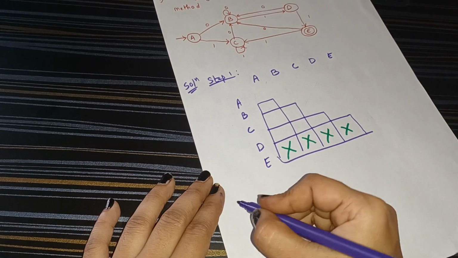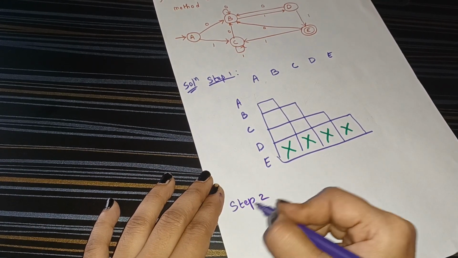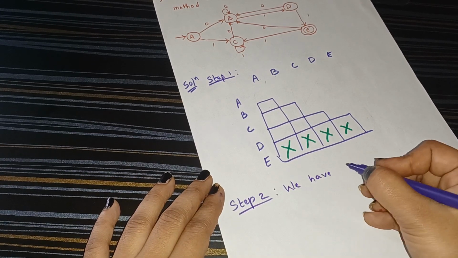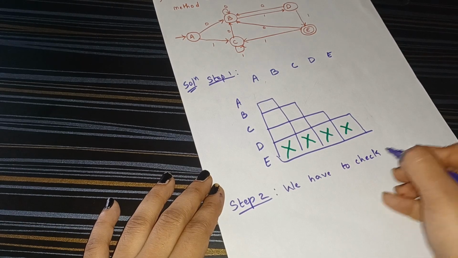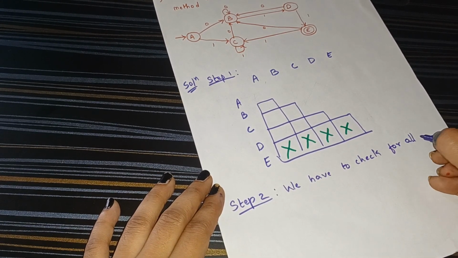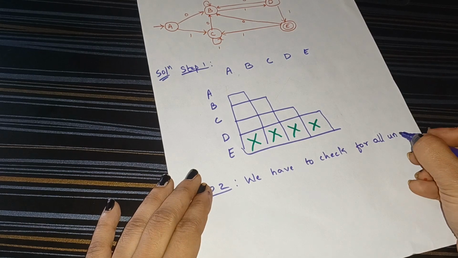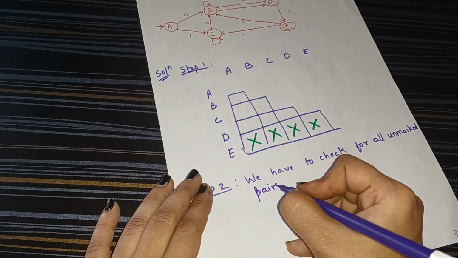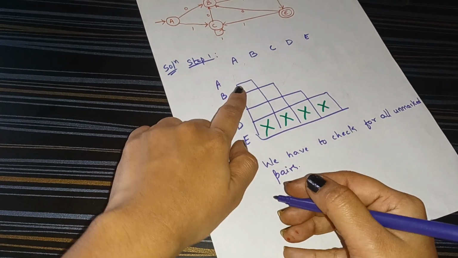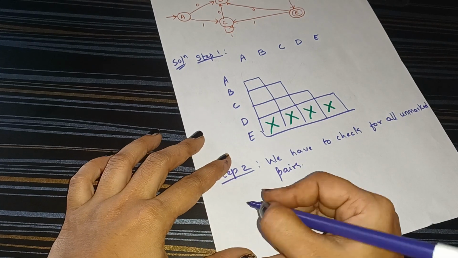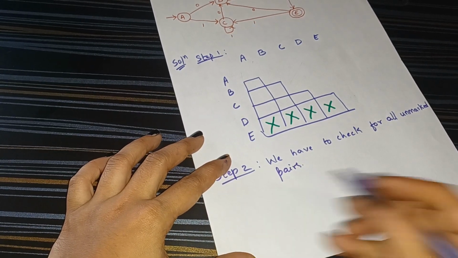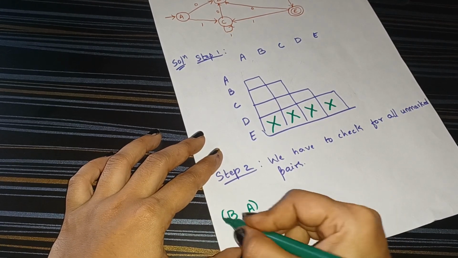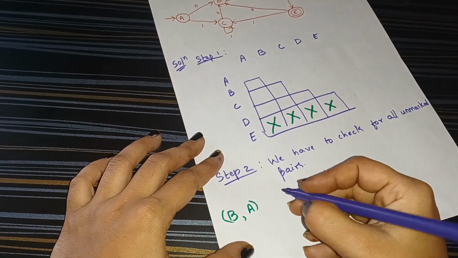Now in step 2, we have to check for all unmarked pairs. So for the unmarked pairs, we will start from here, B and A. BA is an unmarked pair.